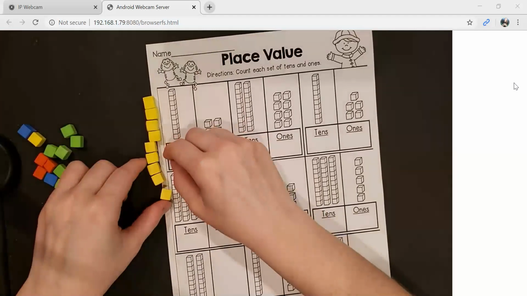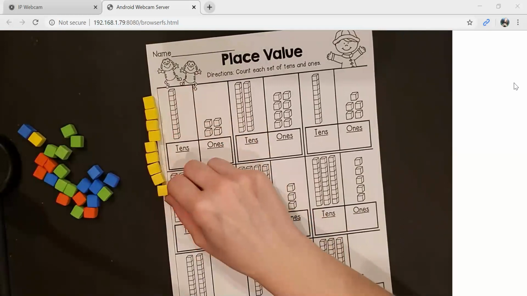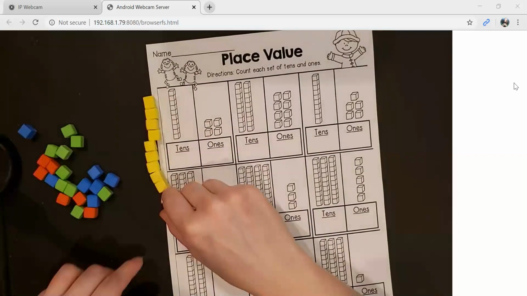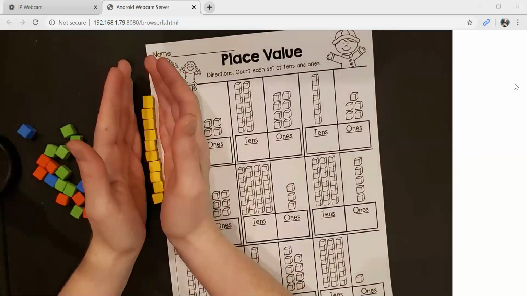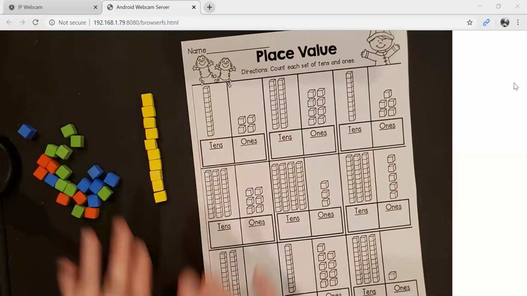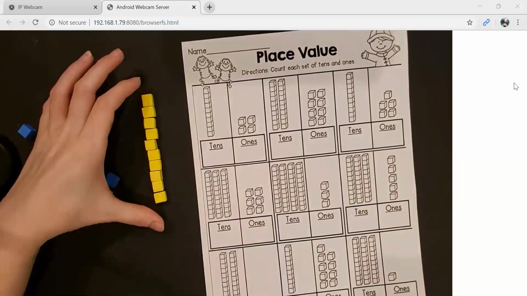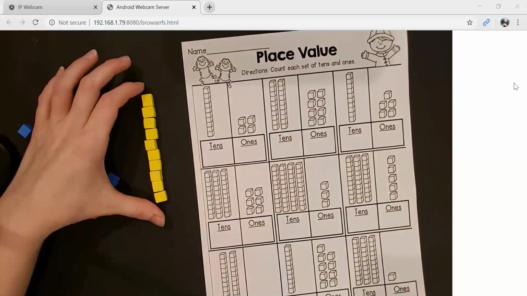Let's see. 1, 2, 3, 4, 5, 6, 7, 8, 9. One more makes 10. Not very straight. Let me see if I can straighten that up. Here is 10 yellow unit cubes. And together, that kind of shows you a long or a 10 stick.